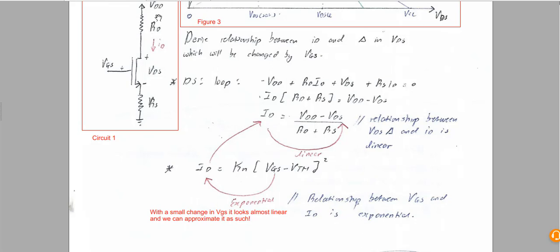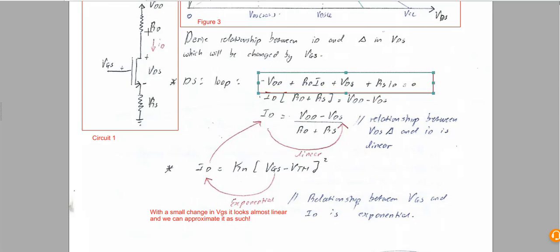Now we are going to use Kirchhoff's voltage law to derive the equation that describes the dynamic change of the system. So let's take the sum of voltages in this loop, in the DS loop. Now VDD, because it's up there, is going to be negative VDD. Now here's the equation I'm talking about: negative VDD plus RD times ID.